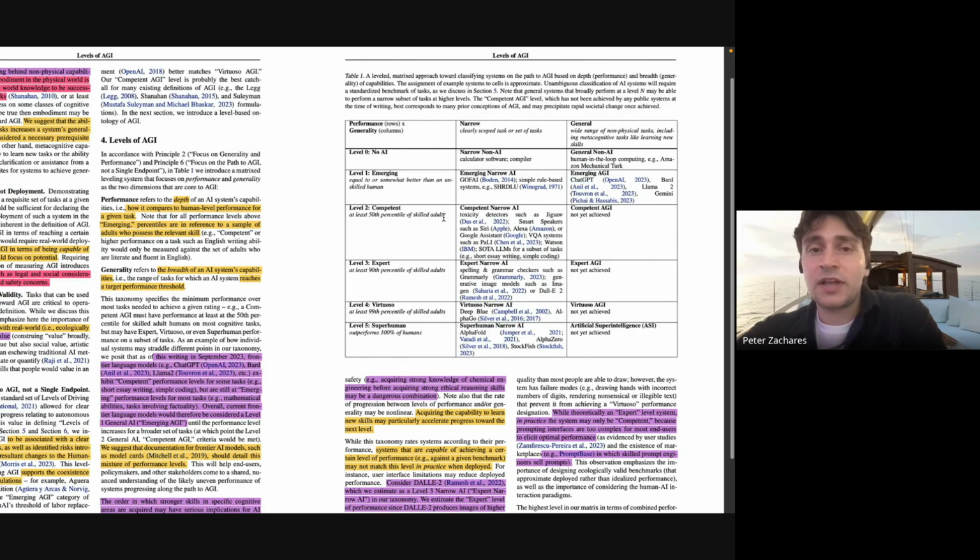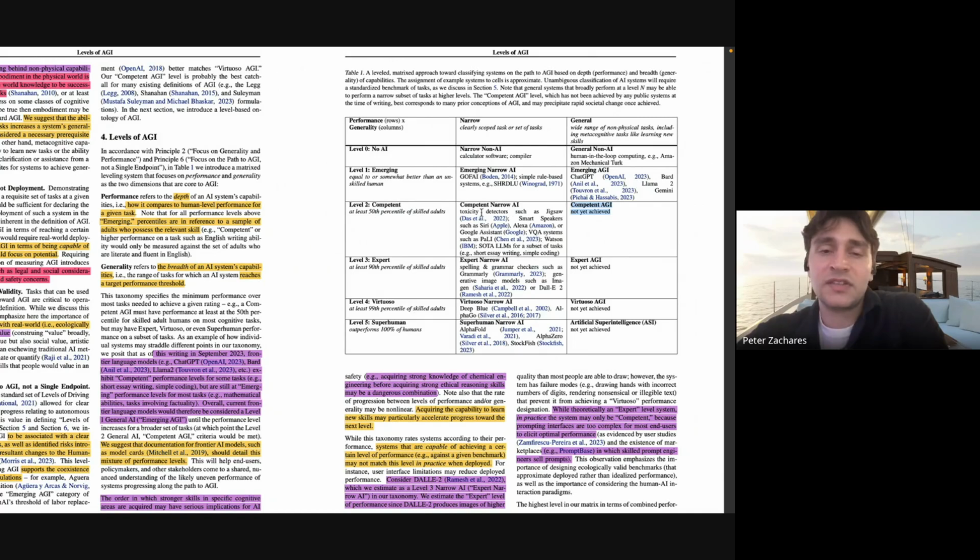And for competent, so at least the 50th percentile of skilled adults, they say we haven't achieved competent AGI yet, but we have achieved narrow AI that's competent. And if you keep going down, expert level narrow AI is like Grammarly or DALL-E 2. So that's better than 99% of people. Virtuoso is Deep Blue and AlphaGo. And then superhuman, funny enough, are all DeepMind models, since this is a DeepMind paper. They have AlphaFold and AlphaZero as superhuman models that do better than 100% of people.